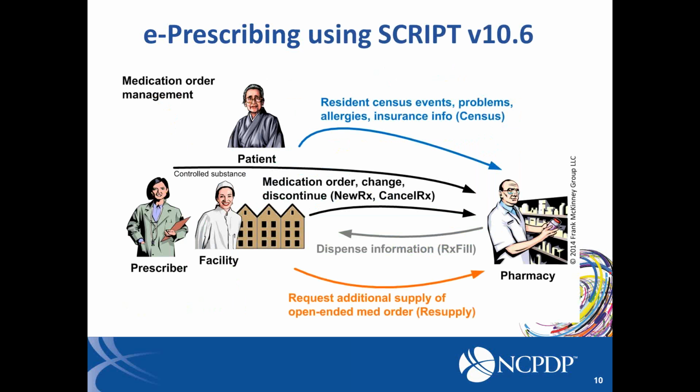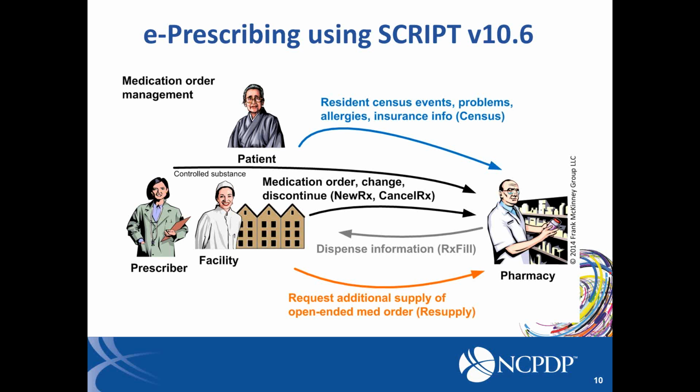What I'm describing here a little bit is the various message types that are part of SCRIPT version 10.6. Starting at the top and looking at it to a large degree from a long-term care standpoint, first, the standard accommodates a census message. This is generally a one-way message from the facility to the pharmacy, which would include the ADT information regarding allergies, diagnoses, and payer information regarding a specific patient or resident.